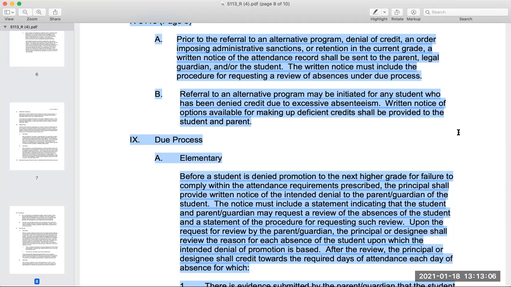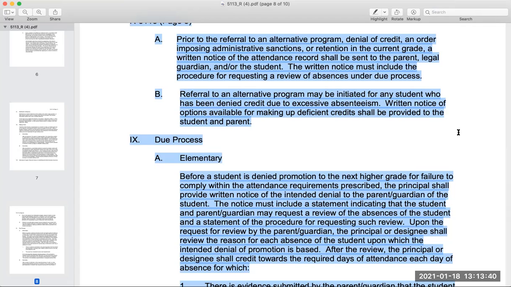Upon the request for review by the parent/guardian, the principal or designee shall review the reason for each absence of the student upon which the intended denial of promotion is based. After the review, the principal or designee shall credit towards the required days of attendance each day of absence for which: 1. There is evidence submitted by the parent/guardian that the student has physically or mentally been unable to attend school on the day of the absence, and 2. The pupil has completed coursework requirements.